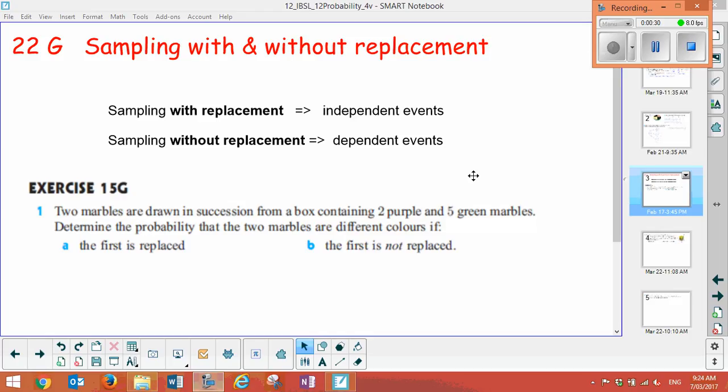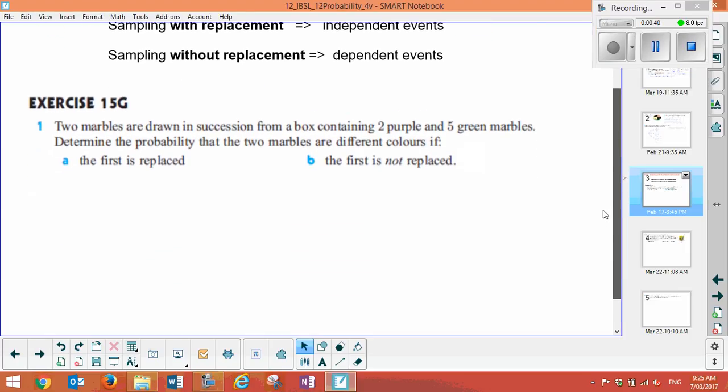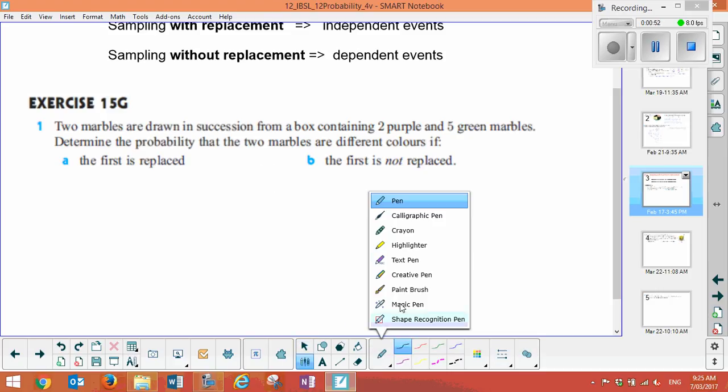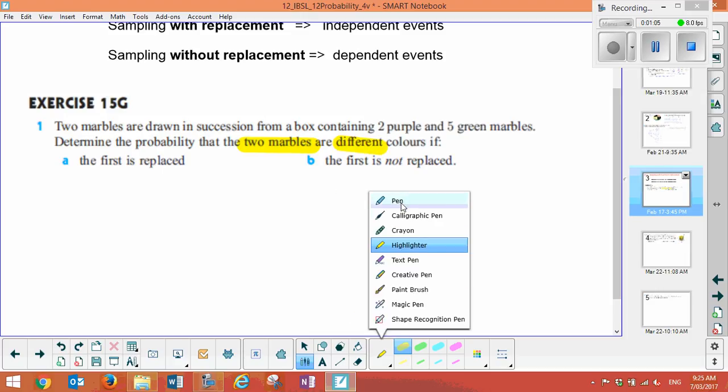So let's look at some of the questions from the section on this, and we're going to usually use trees to help us out with them. So we've got, in question 1, 2 marbles are drawn in succession from a box containing 2 purple and 5 green marbles. Determine the probability that the 2 marbles are different colours. So what we're trying to find here, and this is a good habit to get to in your exams, highlight the key things. We want 2 marbles and we're after different colours. That's the goal of this question.